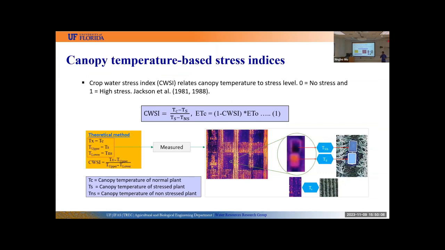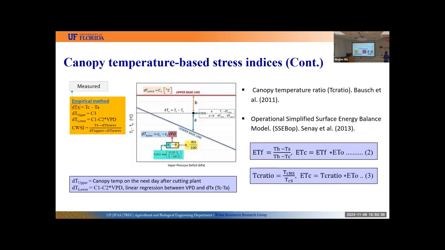One of the stress indices which depends on canopy temperature that we are planning to use is the crop water stress index. We can calculate this crop water stress index using either a theoretical method or an empirical method. For the theoretical method, we can measure the canopy temperature for the normal plant, the stressed plant, and the non-stressed plant using drone images or ground-based IRT sensors, or we can also use empirical methods to calculate these three temperatures and then calculate the crop water stress index to calculate evapotranspiration. In addition to this, we are also planning to calculate the canopy temperature ratio and the operational simplified surface energy balance model to calculate evapotranspiration data of green beans and sweet corn.